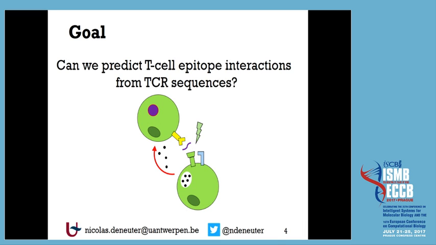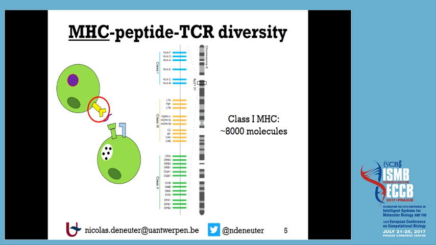So the question that we ask ourselves is: is it possible to actually predict whether a certain T-cell receptor will recognize such an MHC peptide, yes or no? However, this is not a very simple problem. There are some difficulties with this. First of all, because it has to recognize such a large diversity of possible pathogenic epitopes, there is also large diversity in the immune system itself.